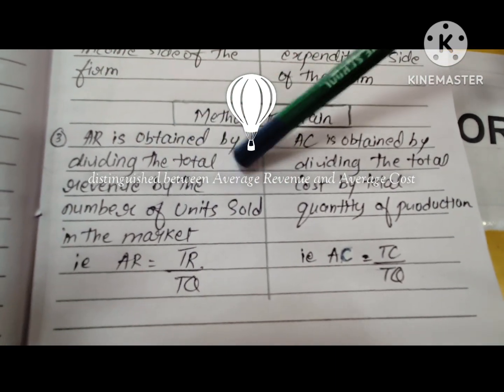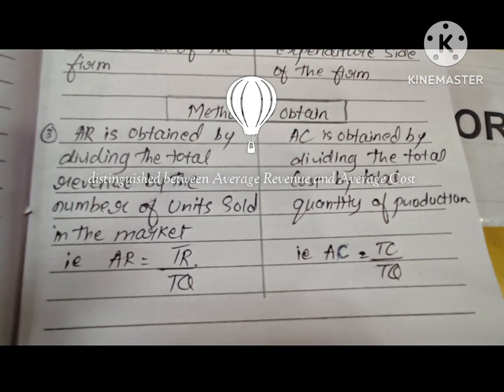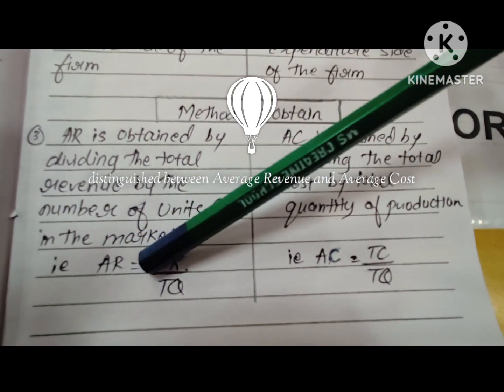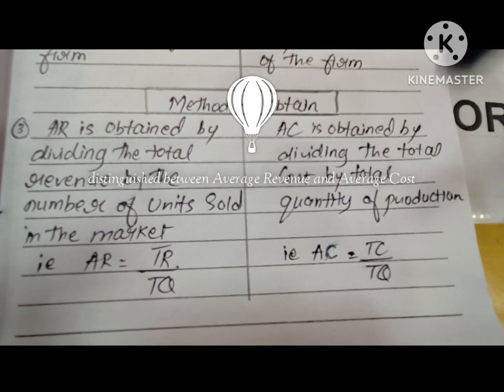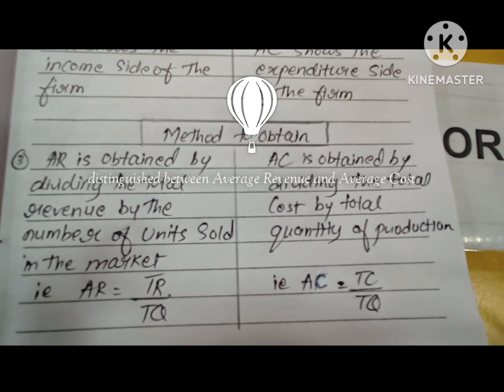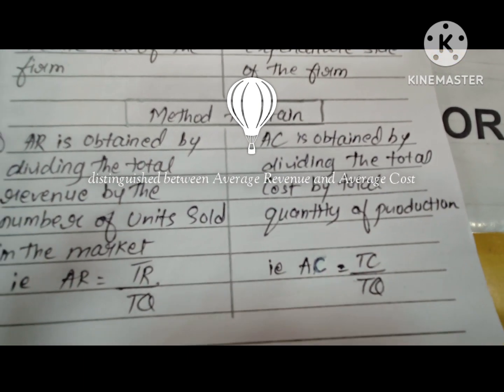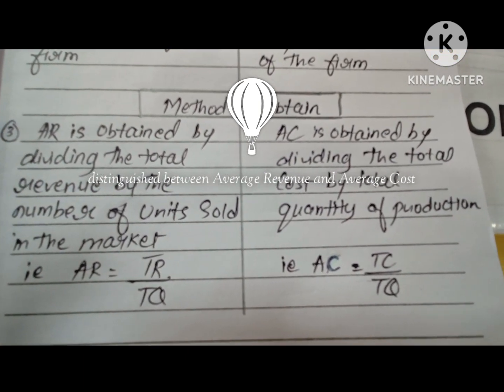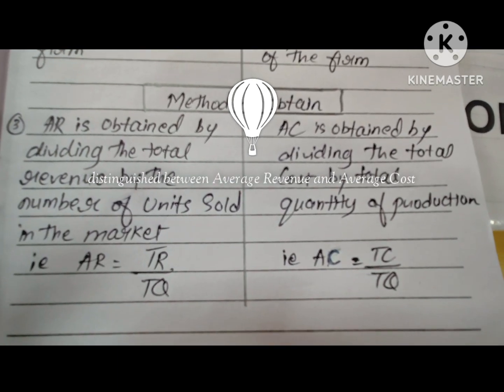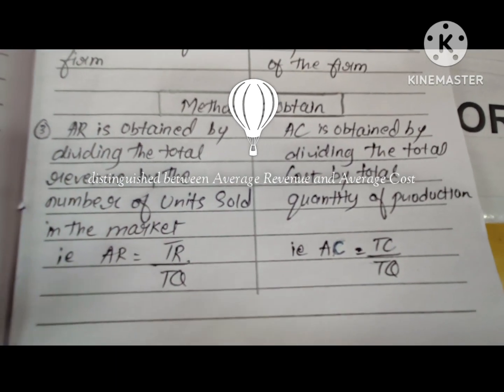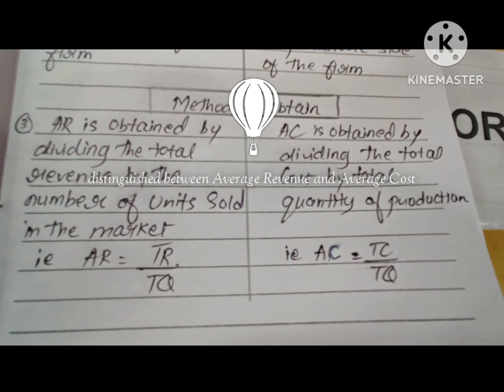Average revenue is obtained by dividing the total revenue by the number of units sold, which is AR = TR / TQ. And average cost is obtained by dividing the total cost by the total quantity of production, that is AC = TC / TQ.